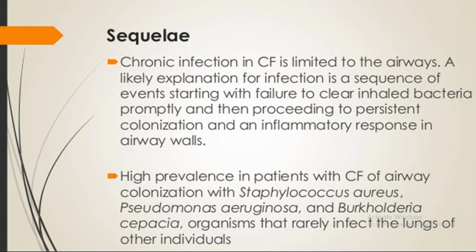The chronic infection is limited to the airways. As a consequence of infection, it can lead to persistent colonization and inflammatory response in the airway walls. Patients with cystic fibrosis are more prone to infections with Staphylococcus aureus, Pseudomonas, and Burkholderia cepacia. These three organisms are the most common source of infections in patients with cystic fibrosis.